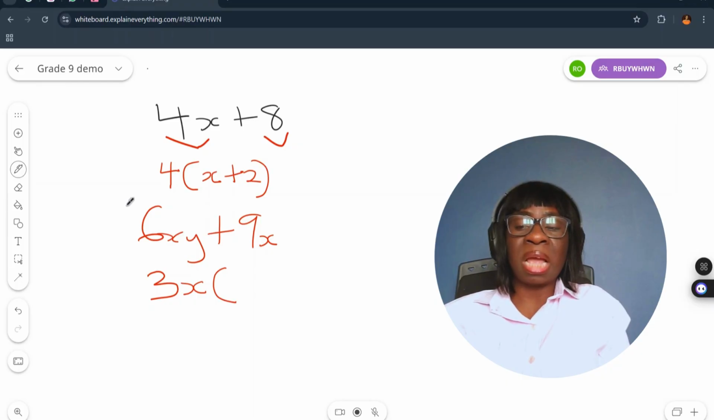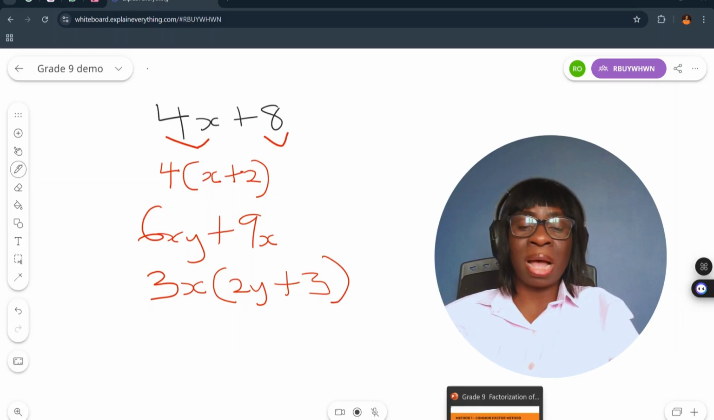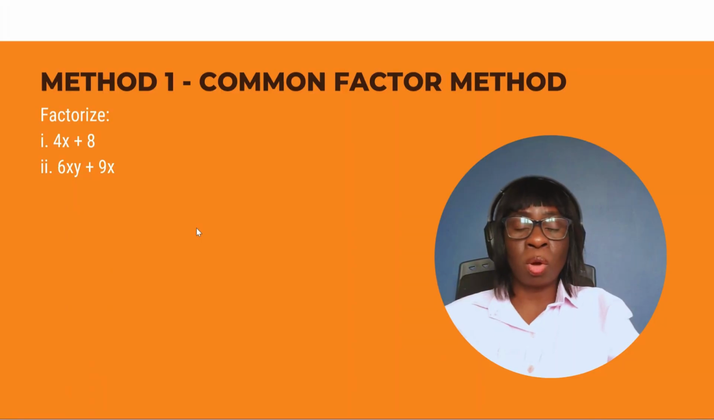If you have taken 3 out from 6, what do we have left? We have 2. If you have taken x out from xy, what do we have left? We have y. Then if we take 3 from 9, we have 3. If we take x from x, we have nothing. So we just factor this. This is what we refer to as the common factor method.